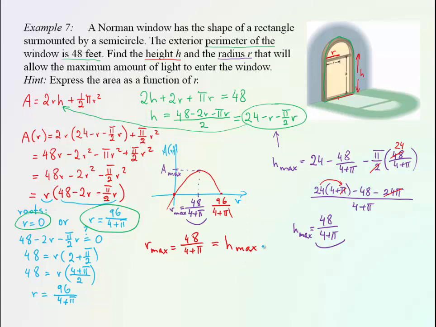Well, what does it mean for a window? What does the window look like? If this is my H, then the R is of the same length, and another R to the other side. So the window looks somehow like this. And then we have the semicircle here. So this shape of the window will allow for the maximum light.